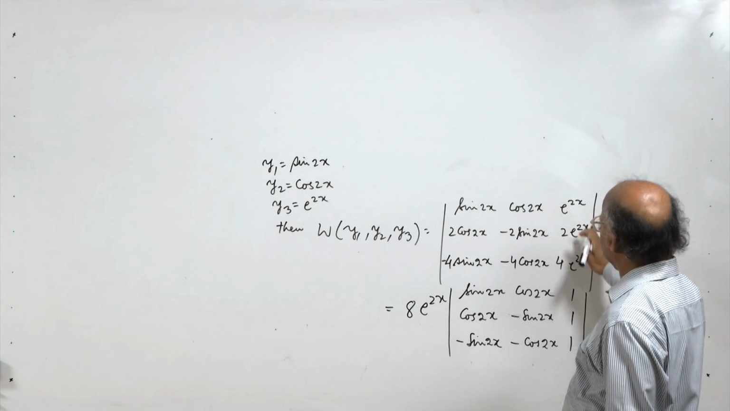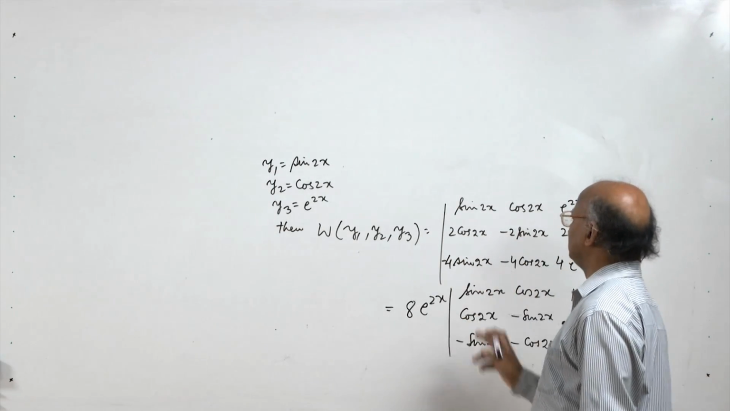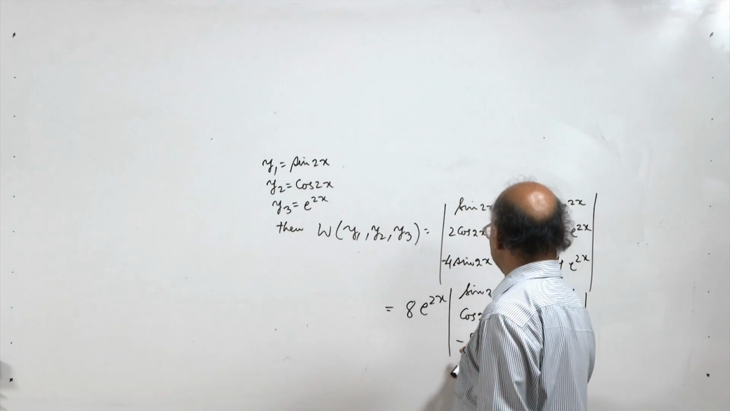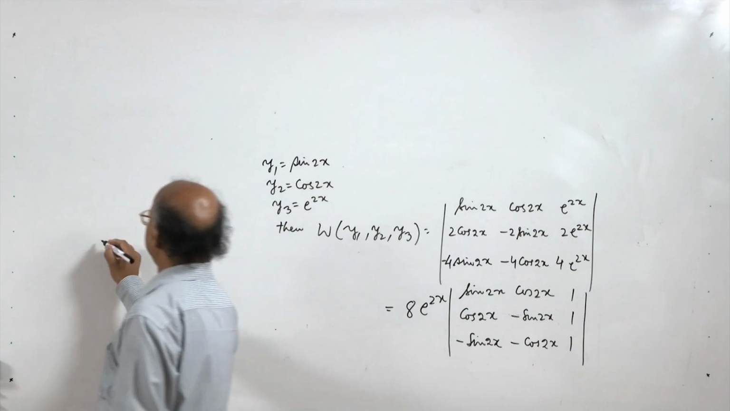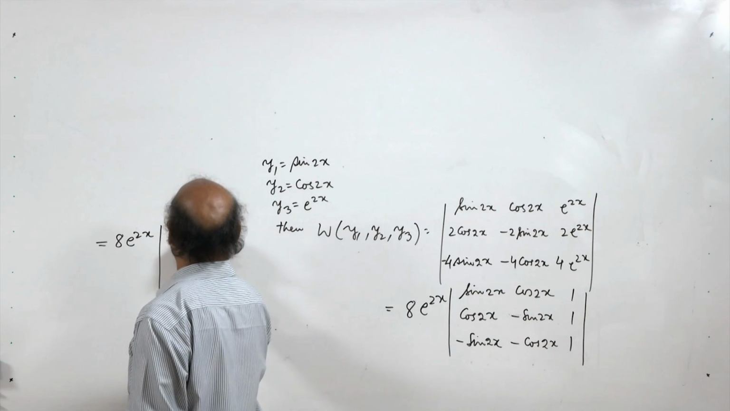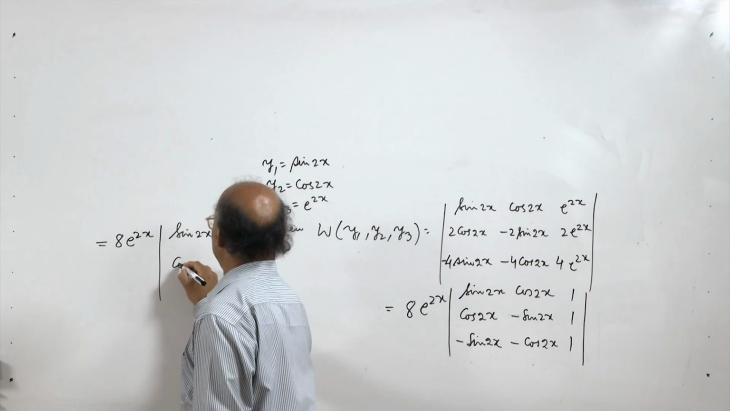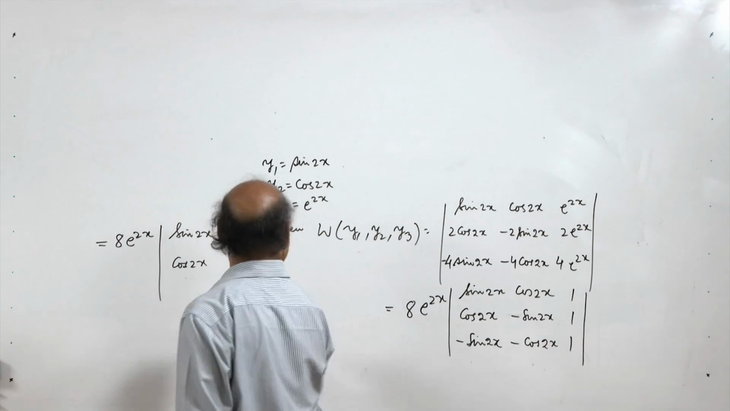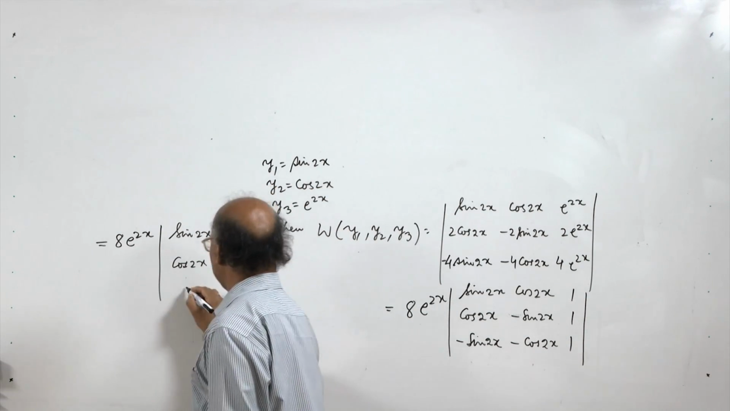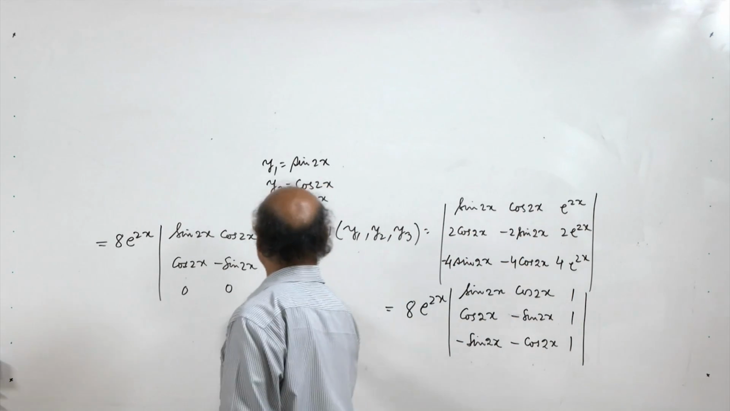What I have done is I have taken e^(2x) common from the third column and 2 and 4 from the second and third rows. So 8 times e^(2x). Now let us add the first row to the third row. So we will get here 0, 0 and we will get here 2.